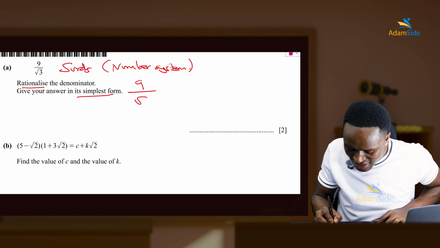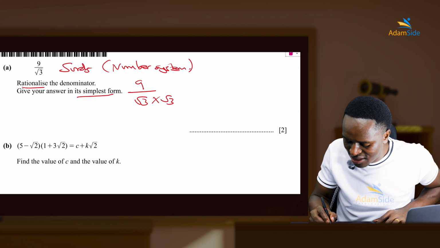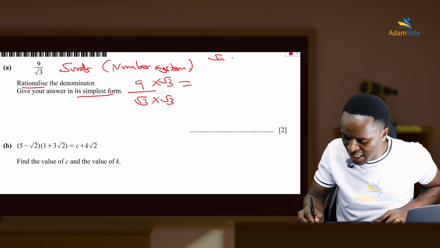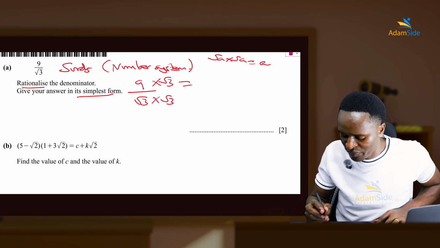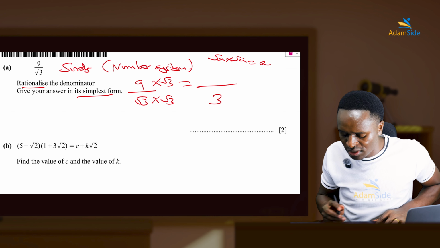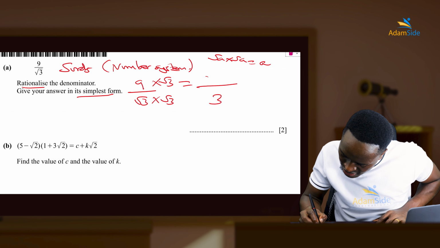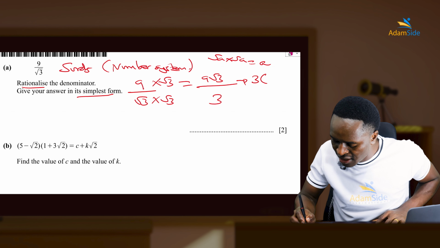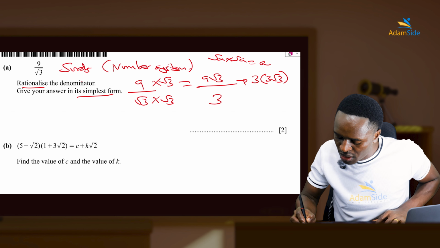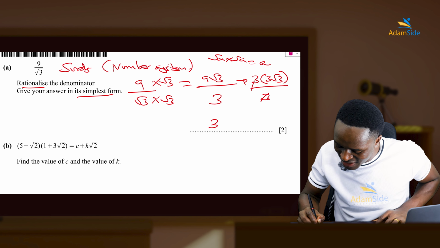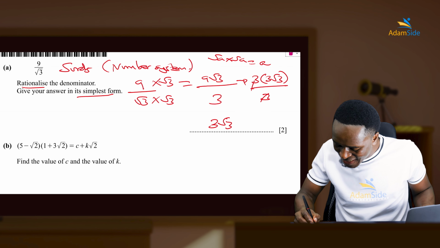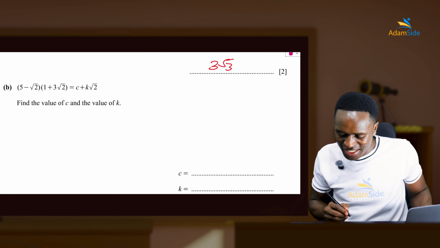Multiply by its conjugate. In other words, we just multiply by root 3. We know root a times root a is the same as a. So here the denominator will be 3, and then on top it's 9 root 3. Then simplify. We can open 9 as 3 into 3, so 3 times 3 root 3 over 3. Cancel. Your answer will be 3 root 3. Wow, you get your full marks, 3 root 3. And then you get your 2 marks.